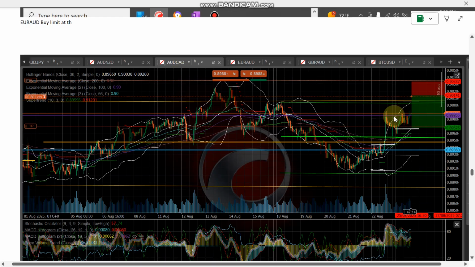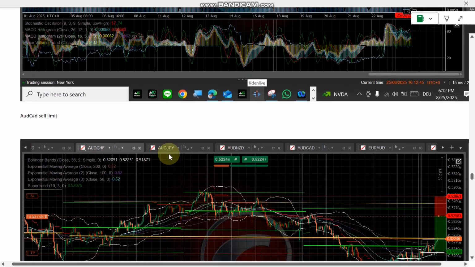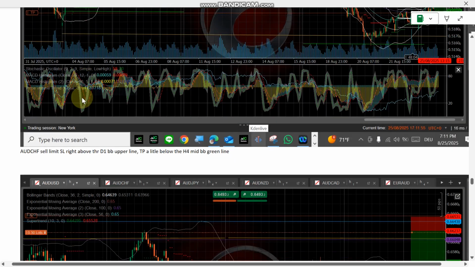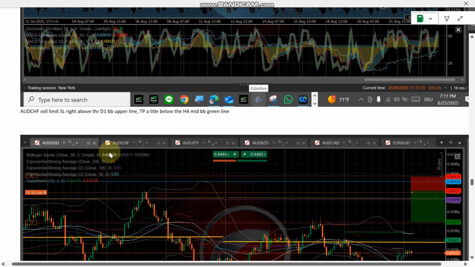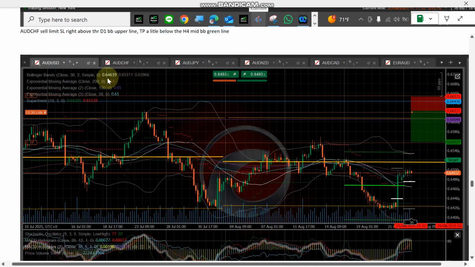Aussie cat, sell limit, waiting. Okay, what is this? Aussie Swiss franc, sell limit, up there. And what's this? Aussie USD, sell limit, up in the sky, very far away, just to test how far it needs to go to reach here and then drop.